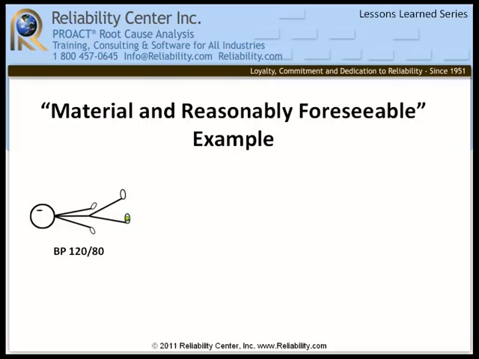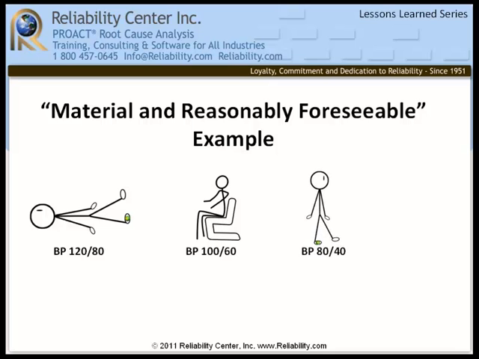We talked about the instruction about getting out of bed. When we're in a laying position, our blood pressure might be normal at 120/80. If we get up to a sitting position too quickly, our blood pressure may drop to about 100/60. And moving from a sitting position to a standing position, our blood pressure may drop farther, 80/40, which could easily allow us a fall. This is material and it's reasonably foreseeable.